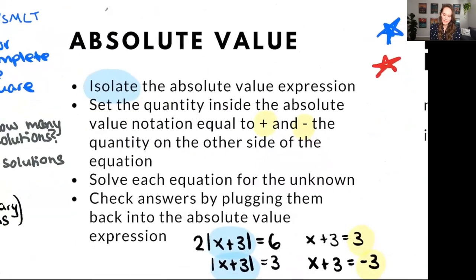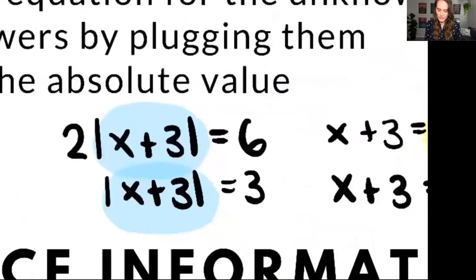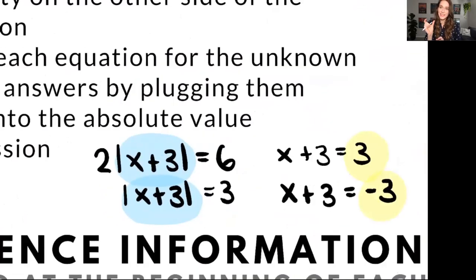For absolute value, remember that absolute value questions expect you to know that what's inside the absolute value bars would be made positive by the absolute value bars. And then to solve an equation with absolute value, you're going to start by isolating the absolute value expression. Then when you remove the absolute value bars, you have to set it equal to a positive and negative of whatever was on the other side of the equal sign.